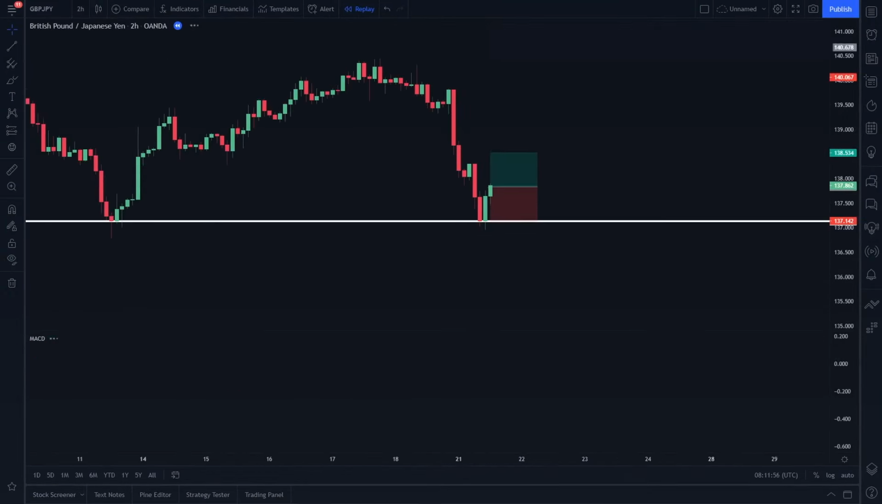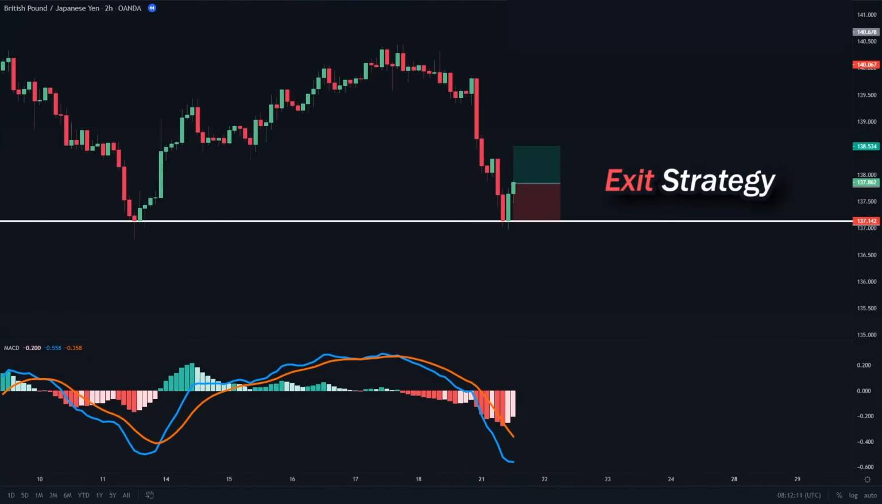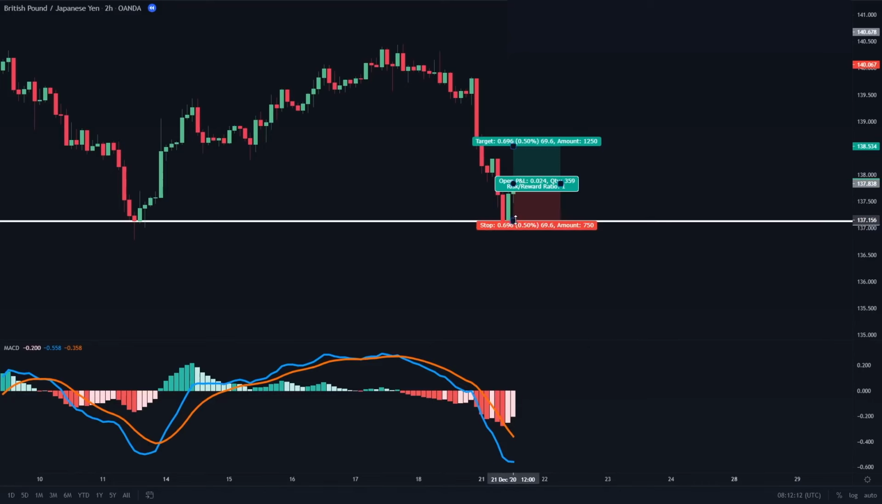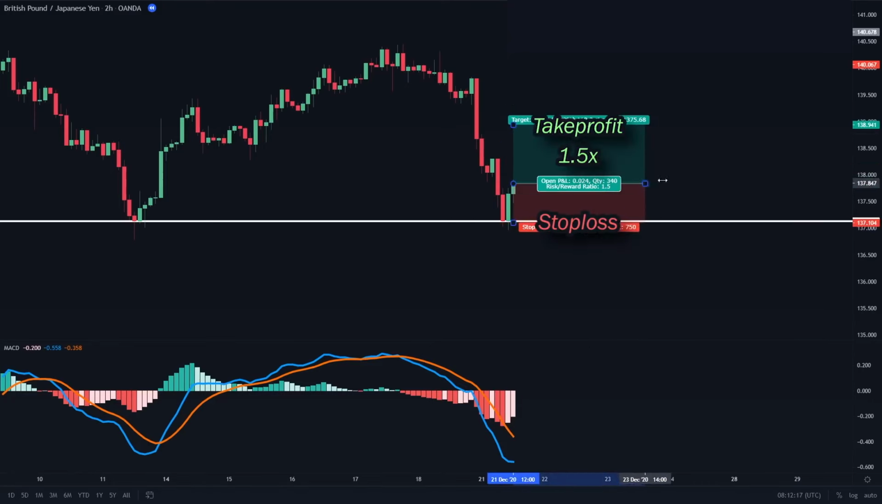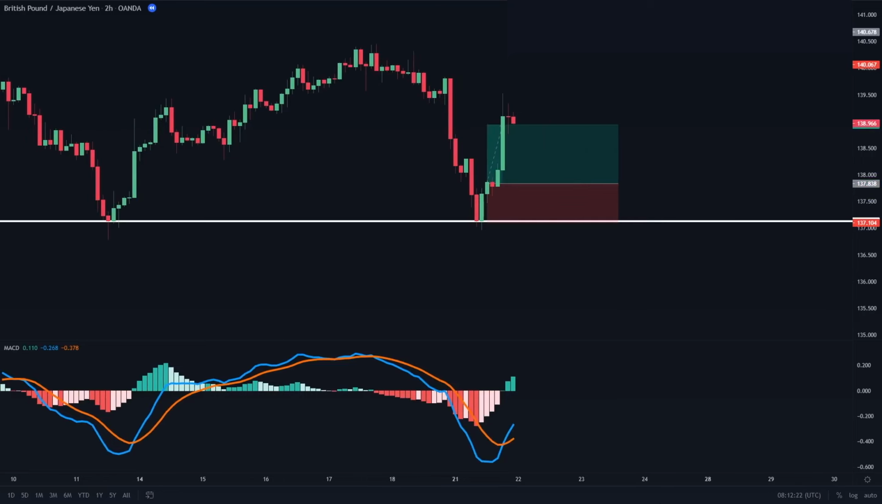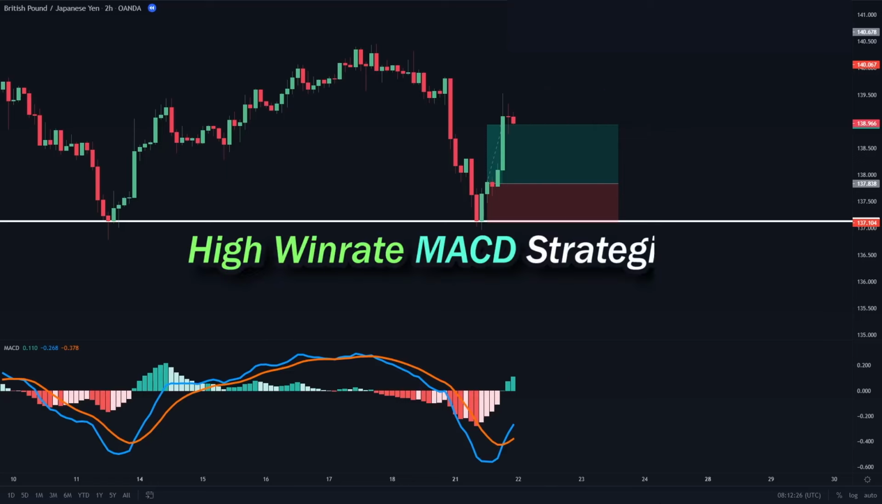Again, we go to the 2-hour time frame and apply our exit strategy by putting the stop loss below the recent swing low and putting the take profit 1.5 times bigger than the stop loss. And voila, this trade ended up being profitable. I just revealed some of the highest win rate MACD strategies that you can use immediately.